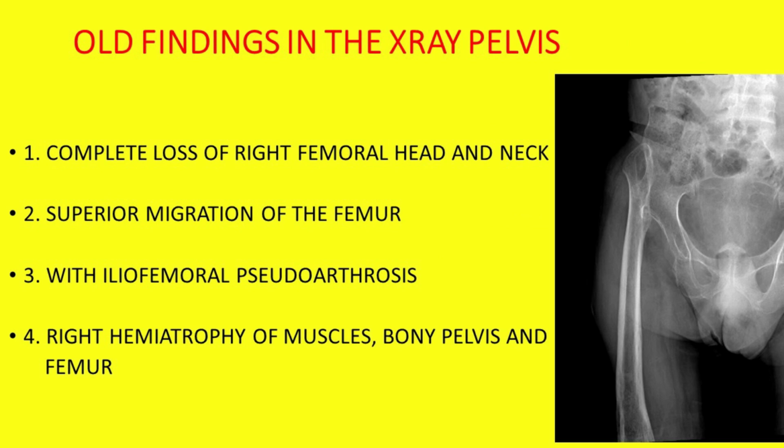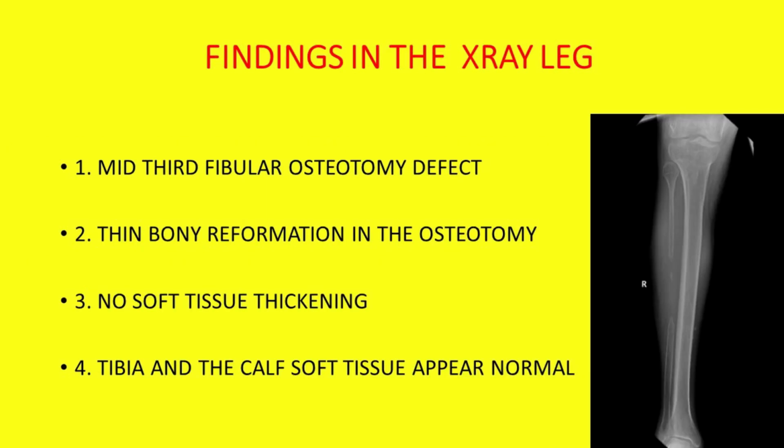Now we go to the old findings in the X-ray pelvis. The first one is complete loss of the right femoral head and neck. The second one is superior migration of the femur, with iliofemoral pseudoarthrosis. You can see right hemiatrophy of the muscles, bony pelvis, and the femur. Now we'll go to the findings in the X-ray leg, which has been given in AP view. You can see a mid-third fibular osteotomy defect, and there is thin bony reformation in the osteotomy. There is no soft tissue thickening, and the tibia and the calf soft tissue appear normal.